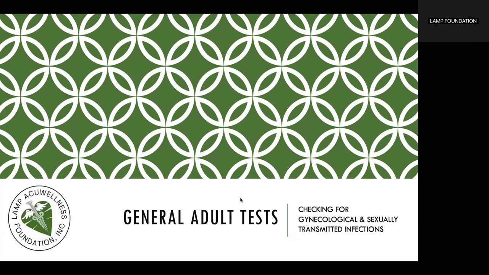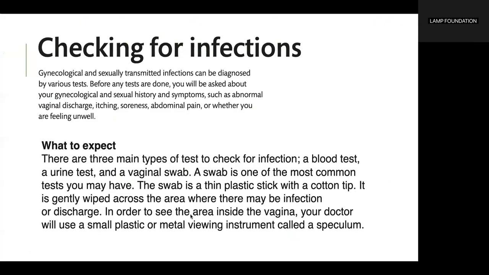Let us now discuss checking for gynecological and sexually transmitted infections. Gynecological and sexually transmitted infections can be diagnosed by various tests. Before any tests are done, you will be asked about your gynecological and sexual history and symptoms, such as abnormal vaginal discharge, itching, soreness, abdominal pain, or whether you are feeling unwell.